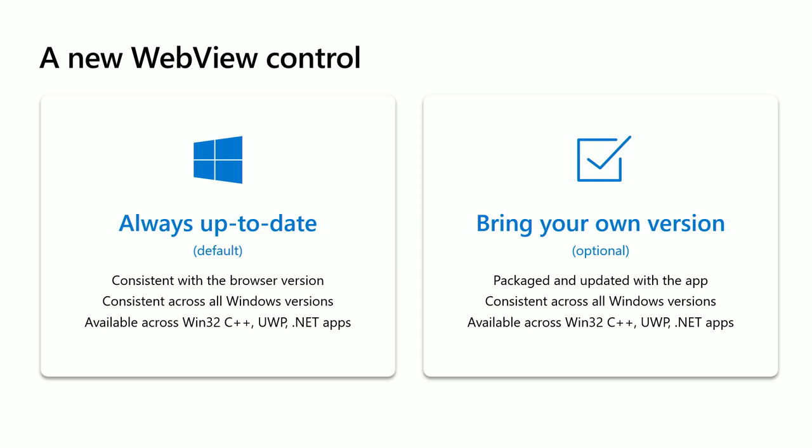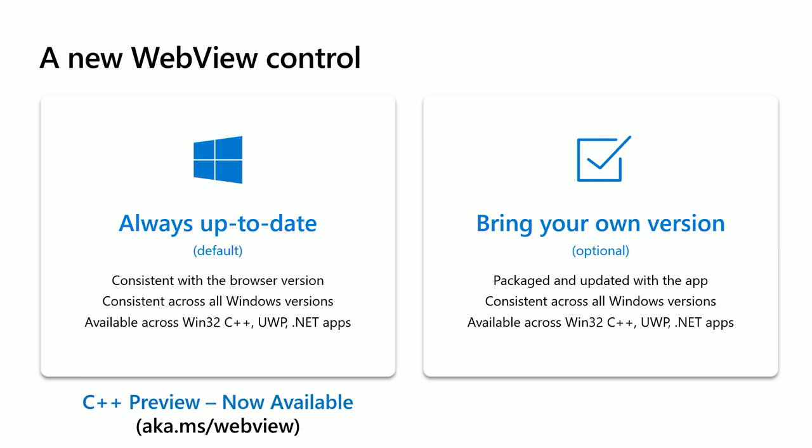With the bring your own version web view, it's a similar model to what you'd get with open source frameworks like the Chromium Embedded Framework, for example. You can package a specific version of the web view with your application. It'll still be consistent across Windows versions, so that you have the same behavior regardless of which version of Windows you're on. And again, it'll be available across Win32 and UWP apps in different languages.